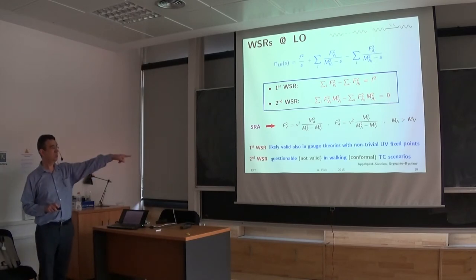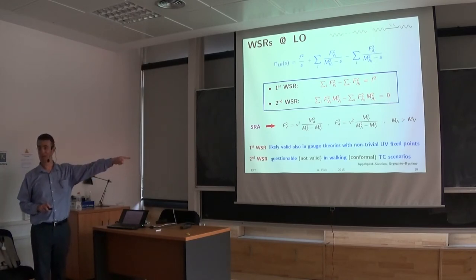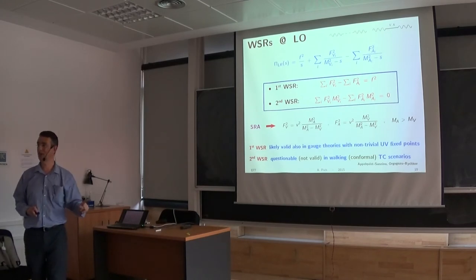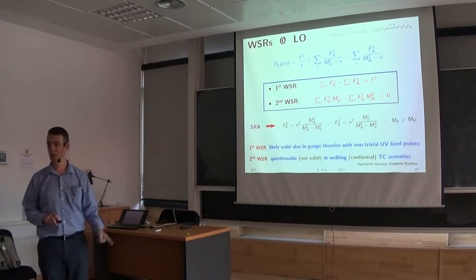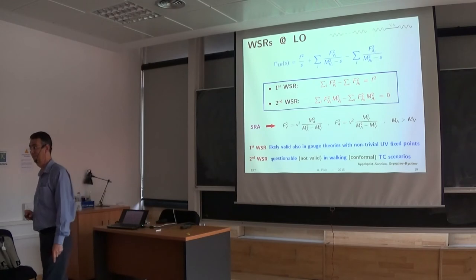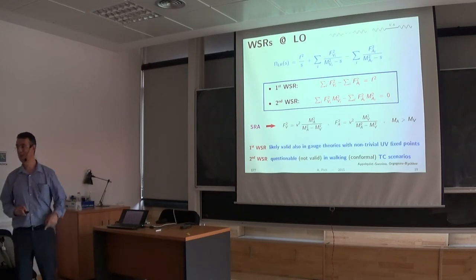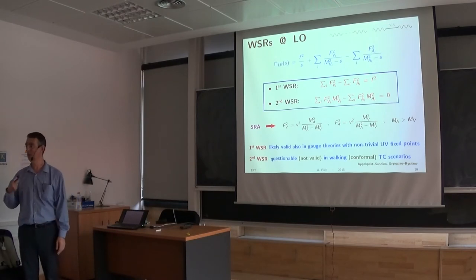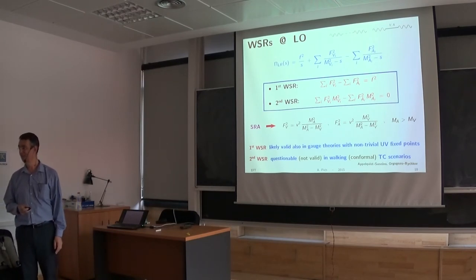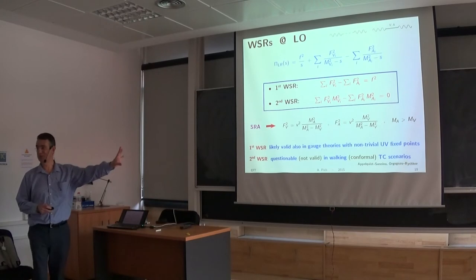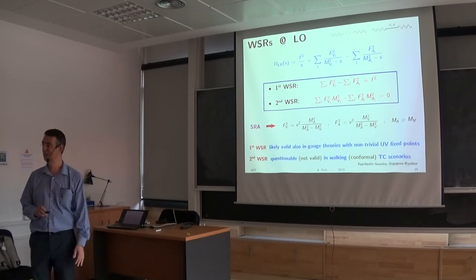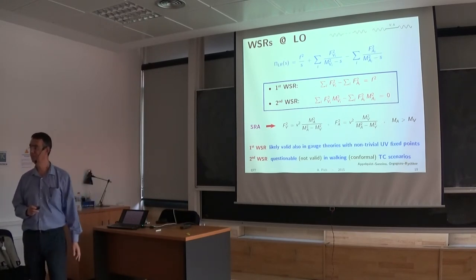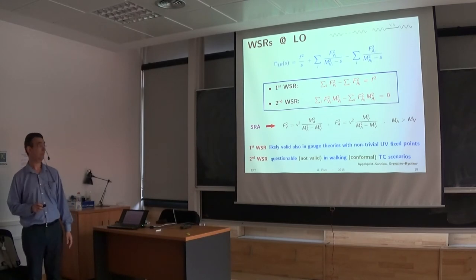Okay, but this is QCD, but the Weinberg sum rules are valid in any asymptotically free theory, so I can apply that to Technicolor. Or I can even try to figure out how things get modified in non-asymptotically free theories. So my conditions are not as strong, but there are conditions. So there are a lot of games I can play.